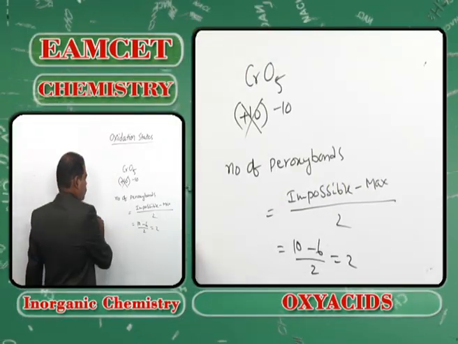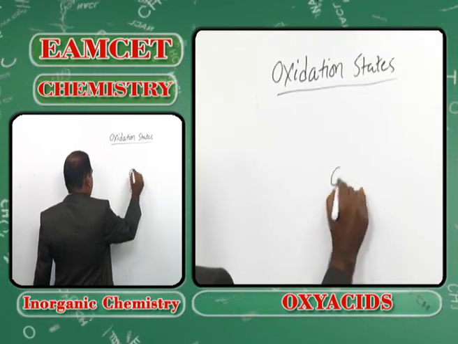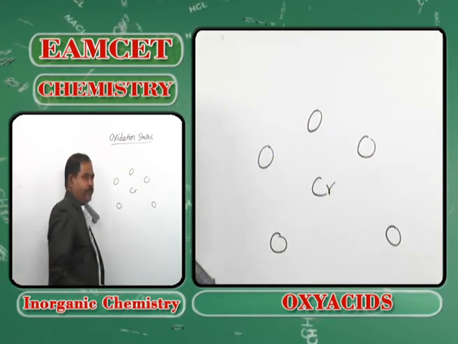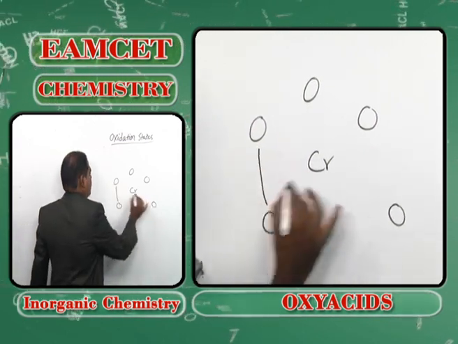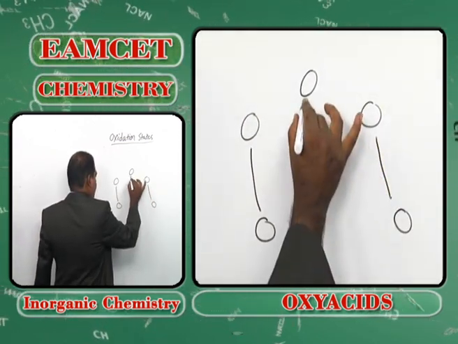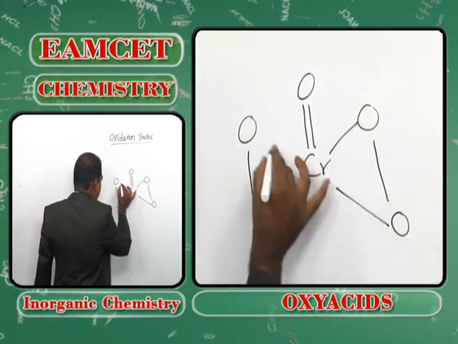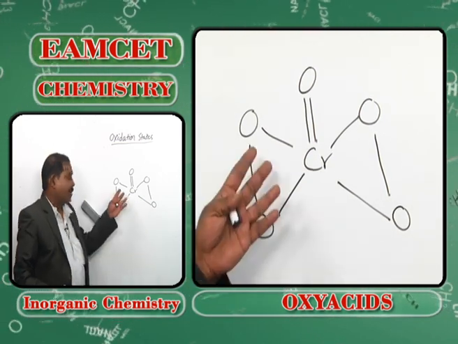2 peroxy bonds. So how will you draw the structure? Chromium at the center, 5 oxygens surrounding, and what you have just learned a few minutes ago: it has 2 peroxy bonds. OO single bond, OO single bond. Oxygen forms 2 bonds, and 1 is already there. What do you end up getting? You have got the structure of a butterfly.